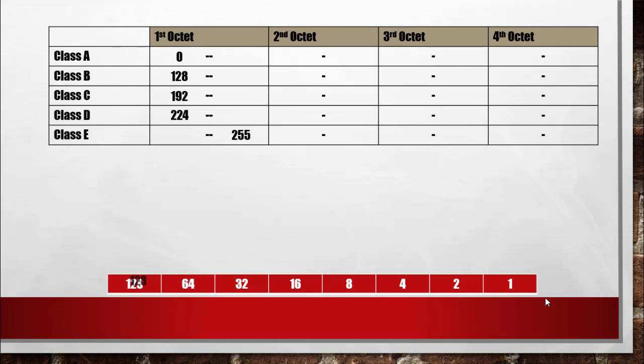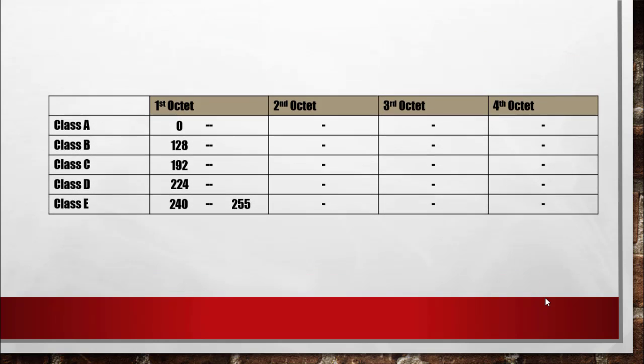Then class E, 128 plus 64 plus 32 plus 16, which will give me 240, and that will be my starting value for class E. So when you have the starting values, it is very easy to find the ending values because it will be one less than the next class.